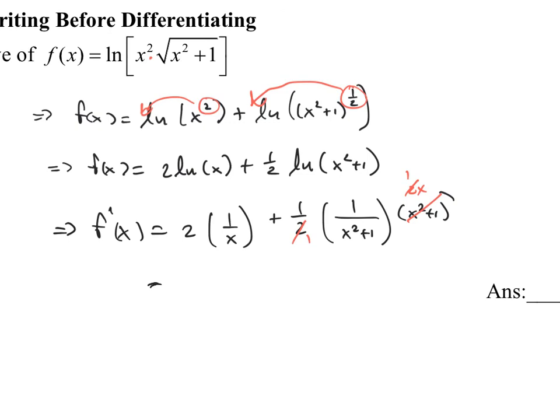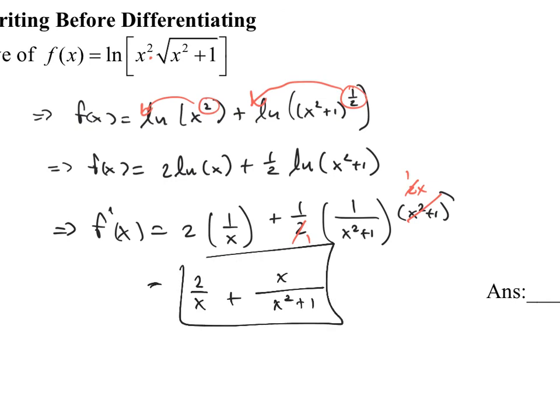Let's see what we get. The first term, I have 2 times 1 over x, so that's 2 over x. Then I'd have plus, well, it looks like everything on top canceled or simplified except for an x, and on bottom I have an x squared plus 1. That'd be my answer right there. I'm done with the problem.